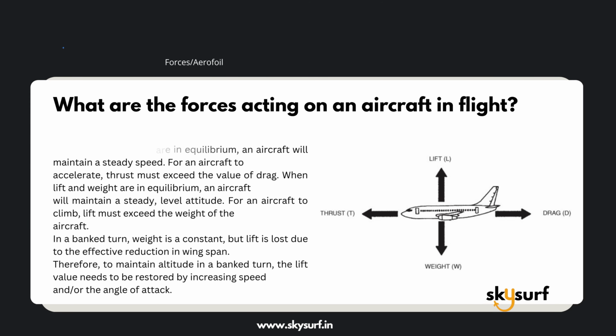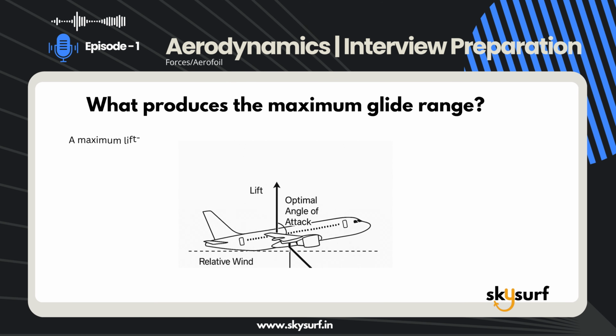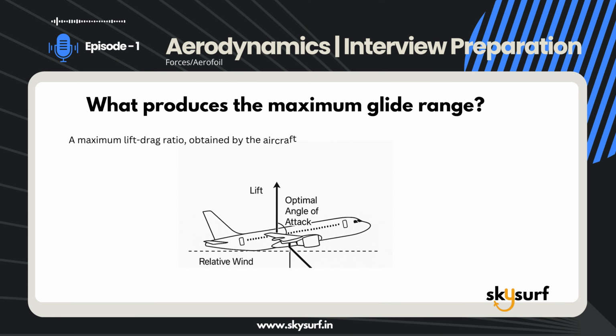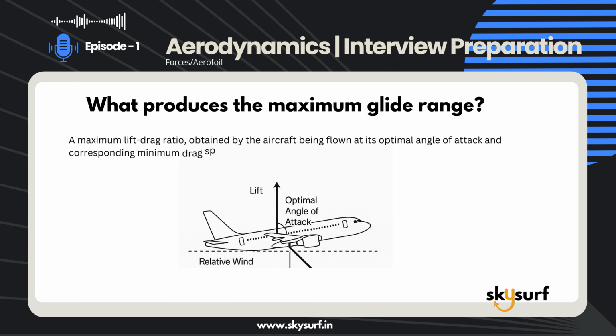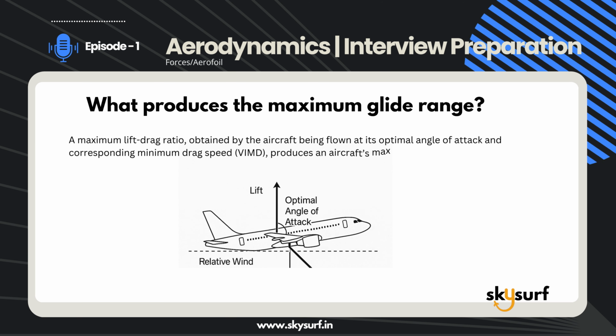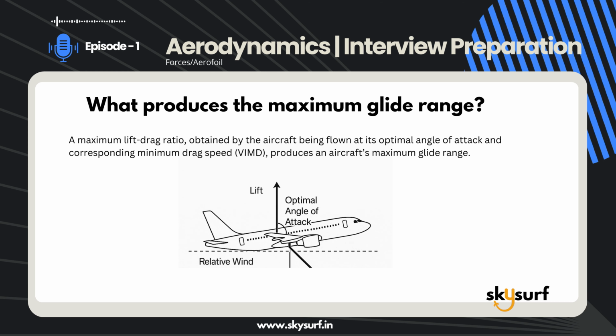angle of attack. What produces the maximum glide range? A maximum lift-drag ratio, obtained by the aircraft being flown at its optimal angle of attack and corresponding minimum drag speed, the IMD, produces an aircraft's maximum glide range.